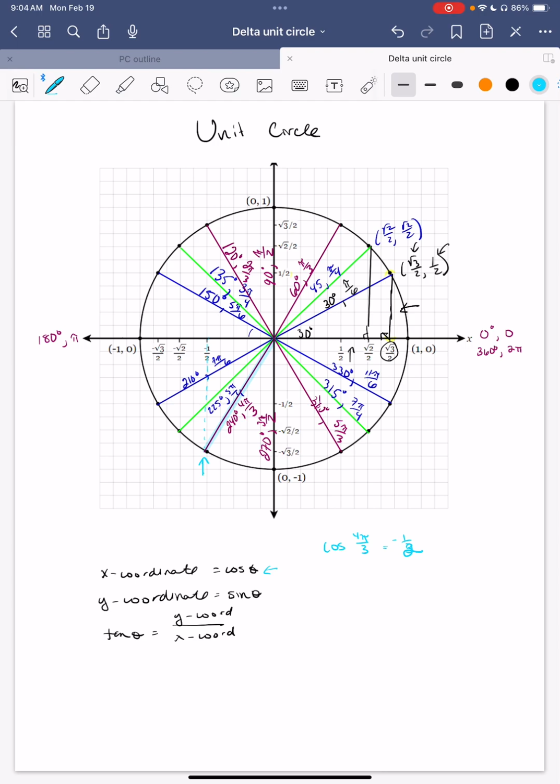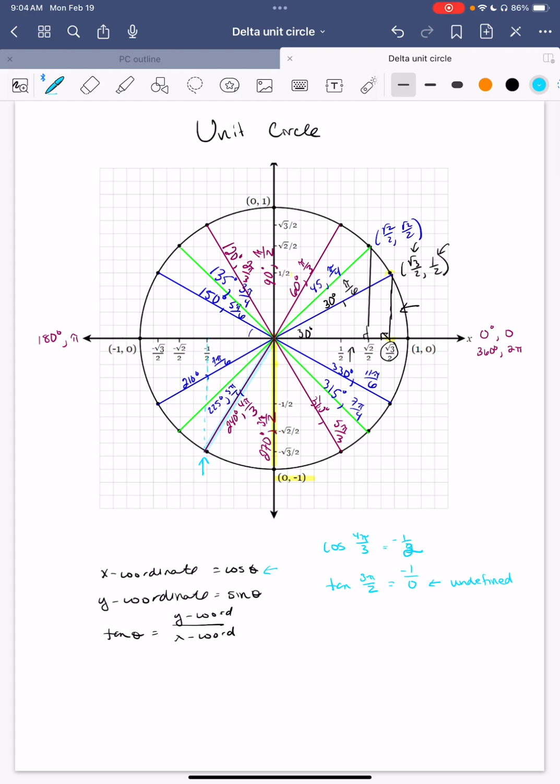All right, let's do another one. Let's say we have tangent. So if I want to do tangent of 3 pi over 2, again, I want to look and find where 3 pi over 2 is on the unit circle. And then I want to look at the coordinate. And I want to do the y-coordinate over the x-coordinate. So here, that's going to be negative 1 over 0. Well, I know that anything divided by 0 is undefined, so tangent of 3 pi over 2 is undefined.